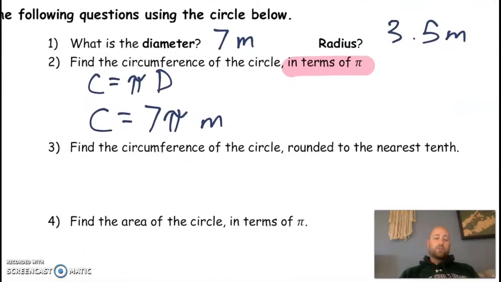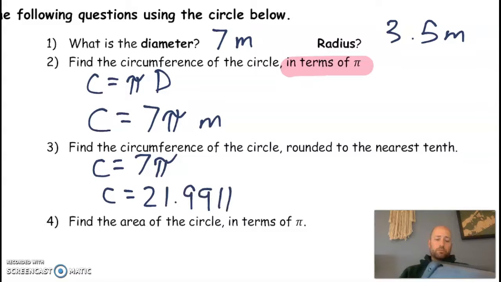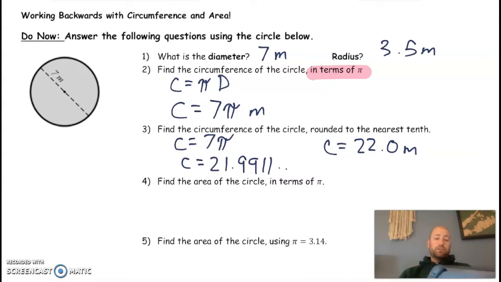Find the circumference rounded to the nearest tenth. So circumference is equal to 7 pi. So I'm going to my calculator over here, and I am typing in 7 times pi, and I get 21.9911. Rounded to the nearest tenth, that 9 rounds up, so the circumference is equal to 22.0, again, meters.